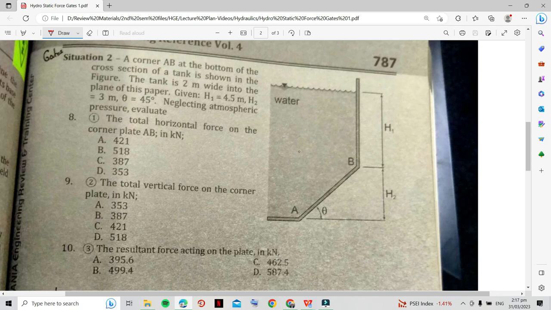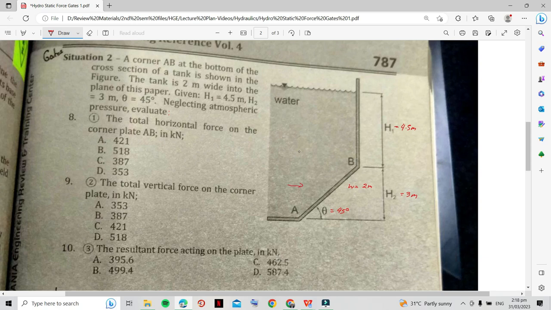Given H1 is equal to 4.5 meters, H2 is equal to 3 meters, and the angle is 45 degrees. Neglecting atmospheric pressure, evaluate the following. The tank is 2 meters wide into the paper. We usually consider a 1 meter strip, but the problem states a 2 meter strip, so that we will consider. First is the total horizontal force on the corner plate AB.